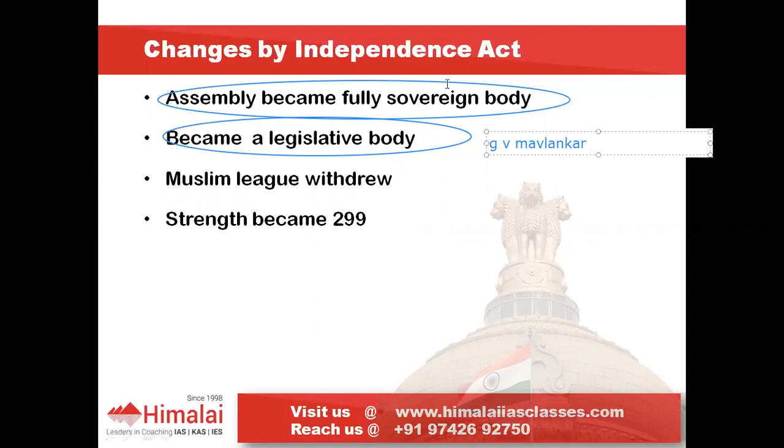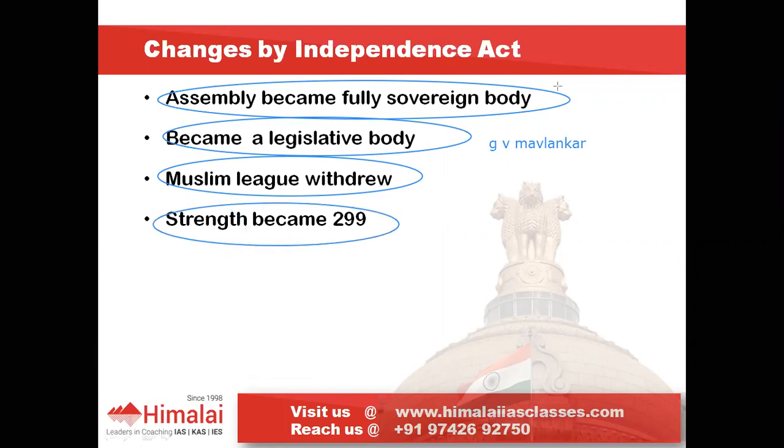Also, the Indian Independence Act created two dominions, India and Pakistan. So that's why the Muslim League withdrew from this, and the strength of the assembly, which was originally 389, came down to 299.